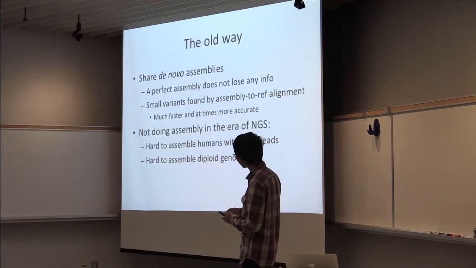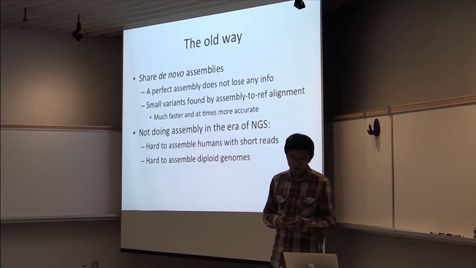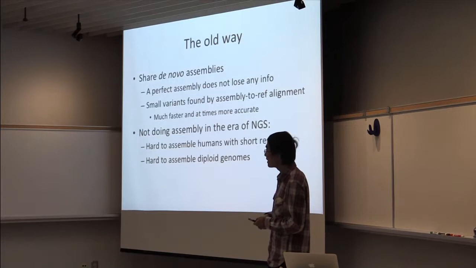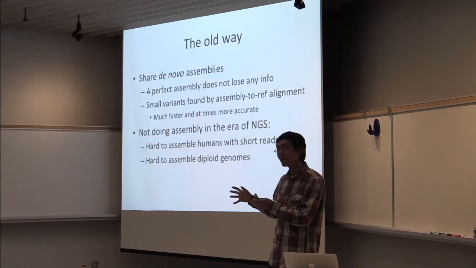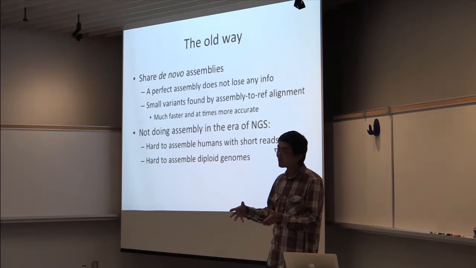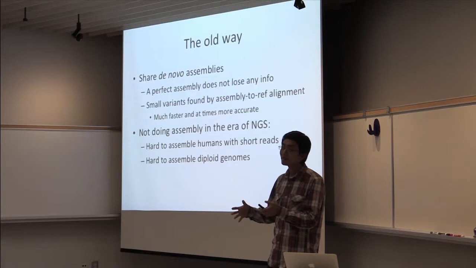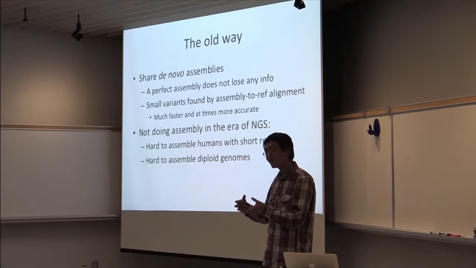But in the following, I'm arguing that it's still affordable nowadays to do assembly, not exactly the old way, but similar to the old way, to keep the data. We can keep the vast majority of information, not worse than the current pipeline, and make the data much smaller. I think in some ways you can throw away the raw data. This is a trade-off: whether you keep the raw data or a much smaller set of data that is much easier to process. But how does that work?